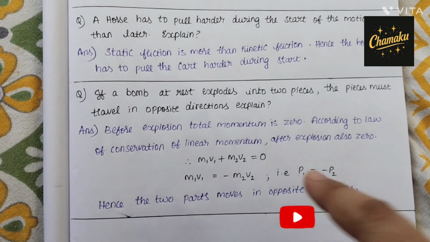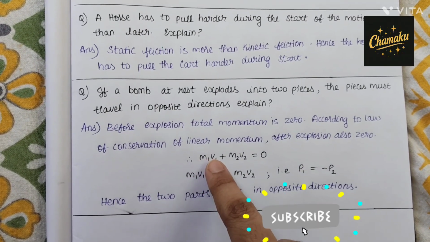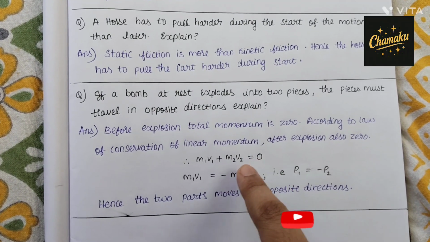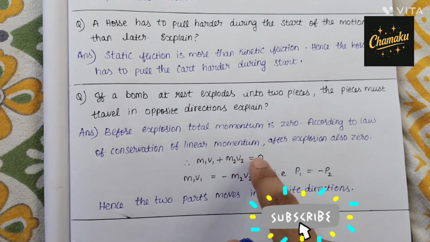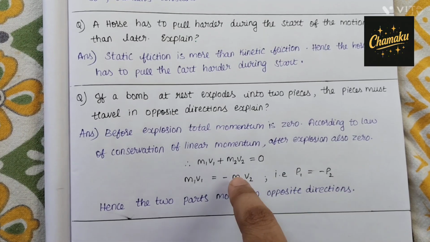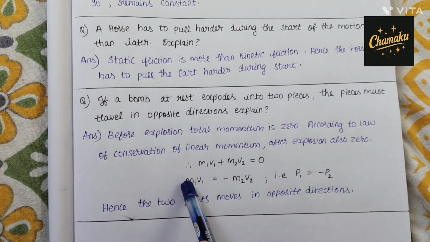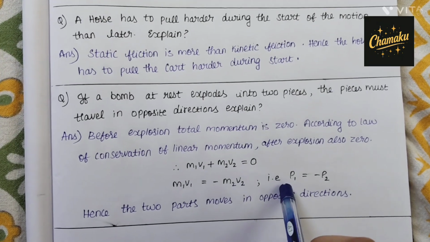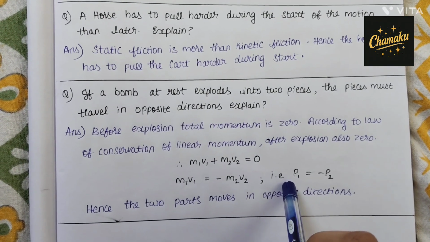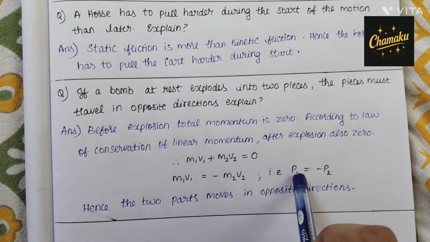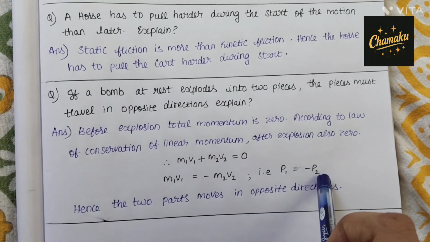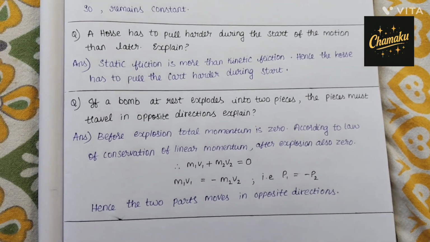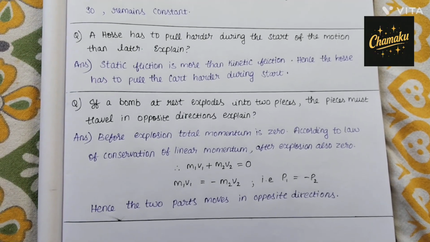Therefore m1 v1 plus m2 v2 is equal to 0. Here we are shifting m2 v2 to this side, so it becomes minus. So m1 v1 is equal to minus m2 v2. Momentum is represented by p, so p1 is equal to minus p2. Hence the 2 pieces move in opposite directions. I hope you all understood.